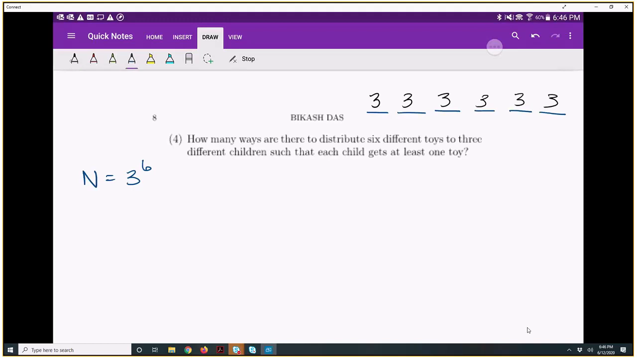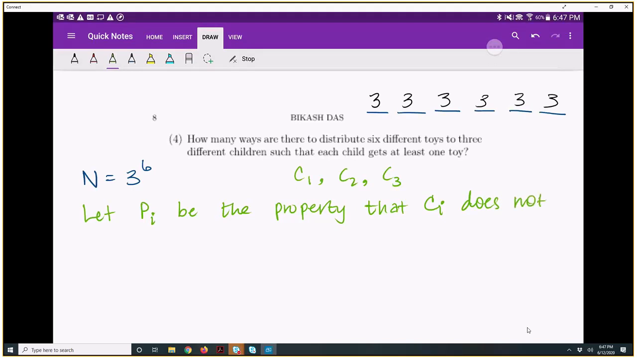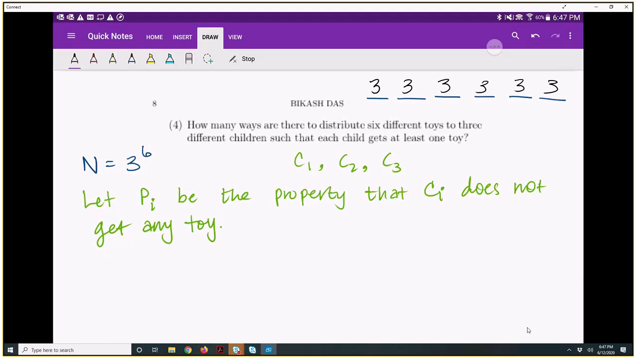Then, let's say these children are C1, C2, and C3. I want to let P sub i be the property that C sub i does not get any toy. And then I want to make sure that I eliminate all of these cases, and in doing so, I ensure that every child gets at least 1 toy.